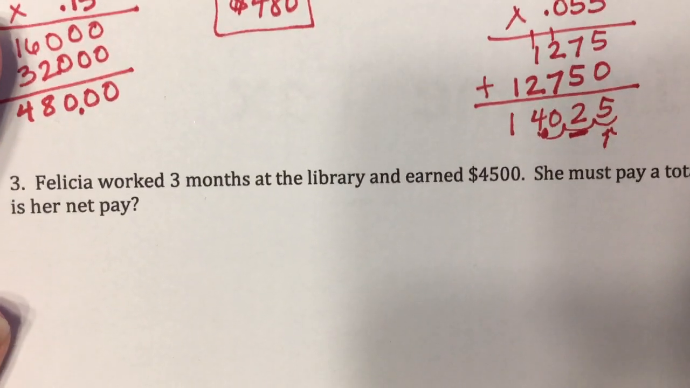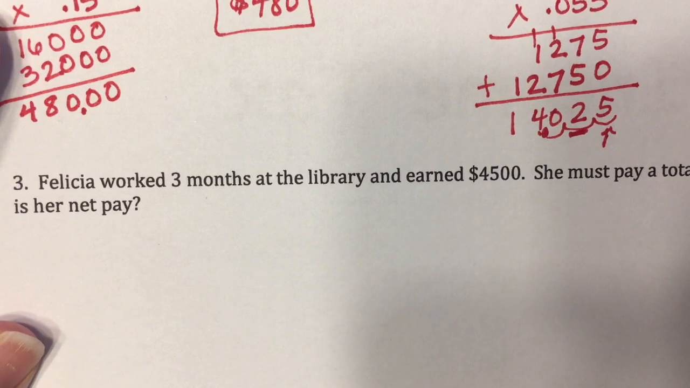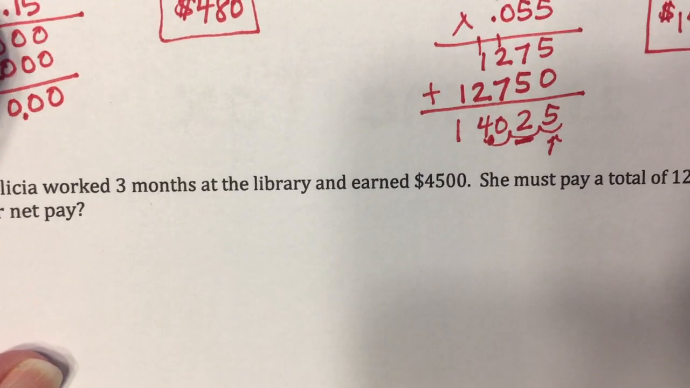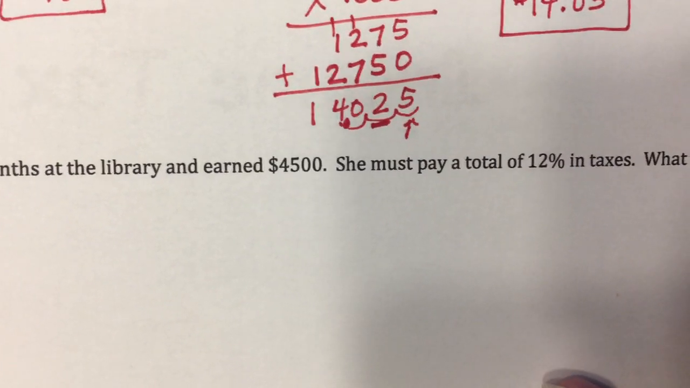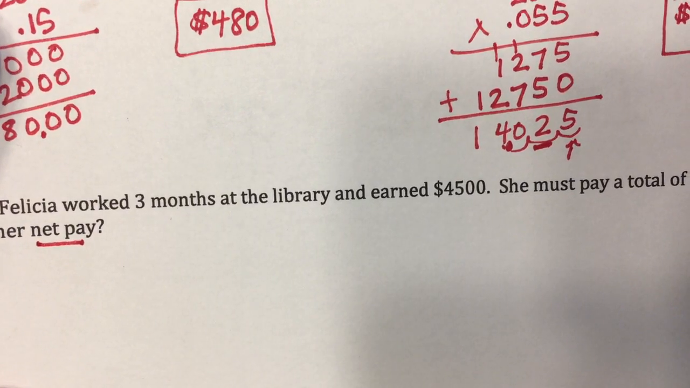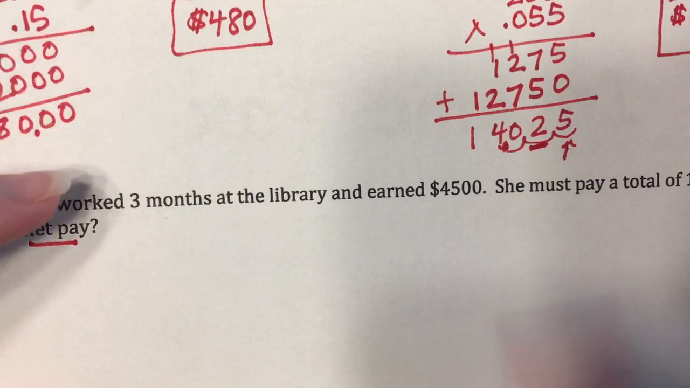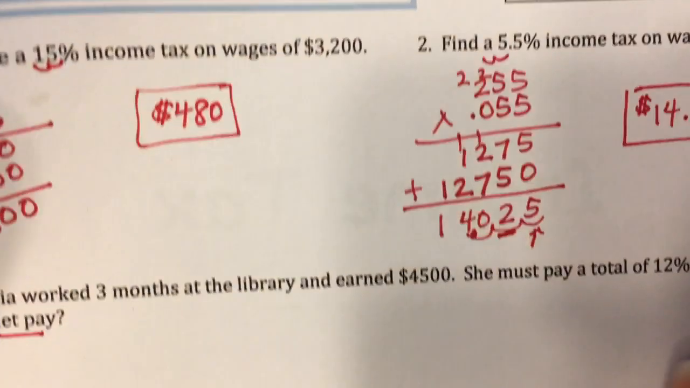Okay. All right. And then the third one, Felicia worked 3 months at the library and earned $4,500. She must pay a total of 12% in taxes. What is her net pay? All right, so this time they're not asking us just to find the tax. They want to know her net pay. Remember, net pay is after taxes, so it's what she gets to bring home after she pays her taxes.